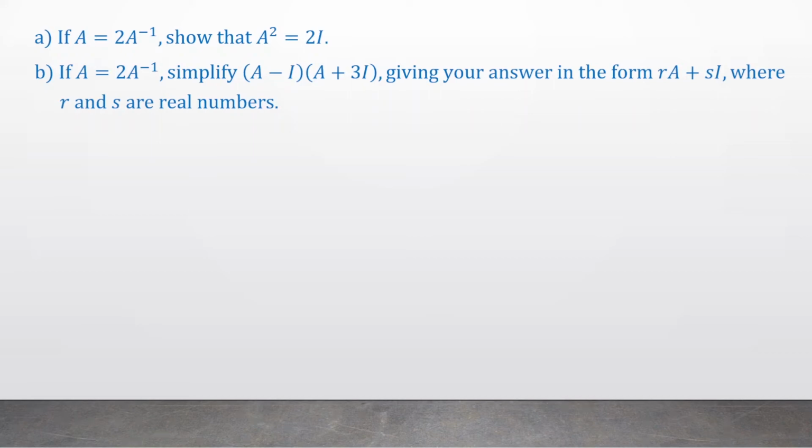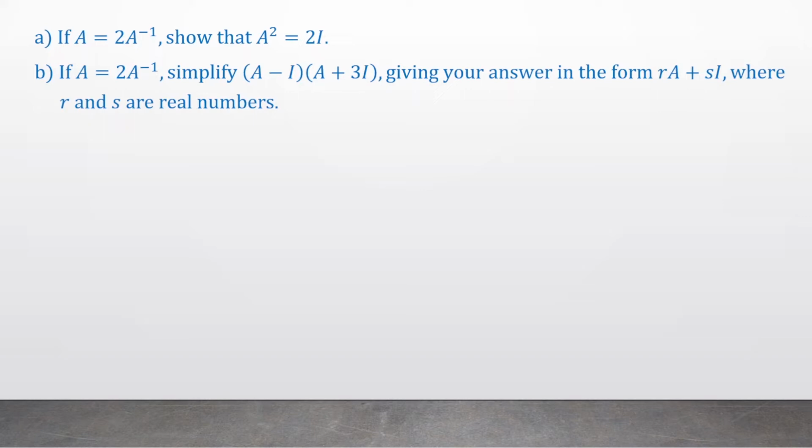Here we have another matrix algebra problem. In part A, we're given that A equals 2 times the inverse of A. We want to show that A squared equals 2I, where I is the identity matrix. Given the information in part A, we can answer part B.